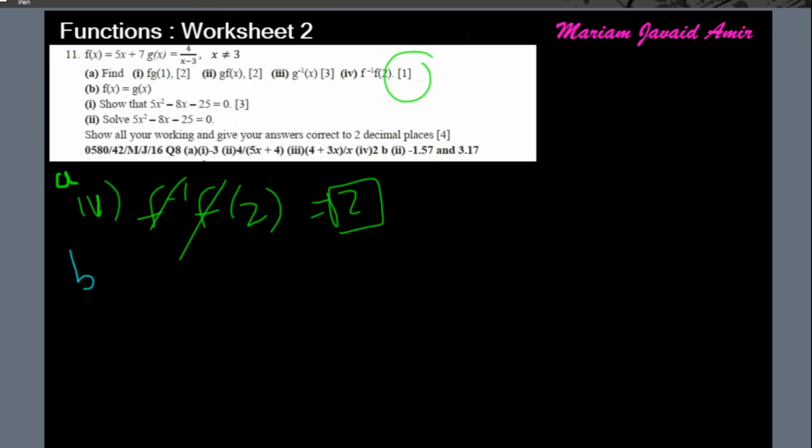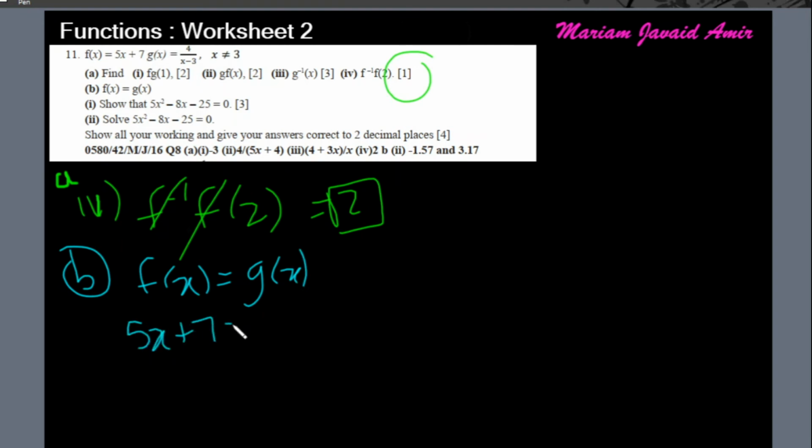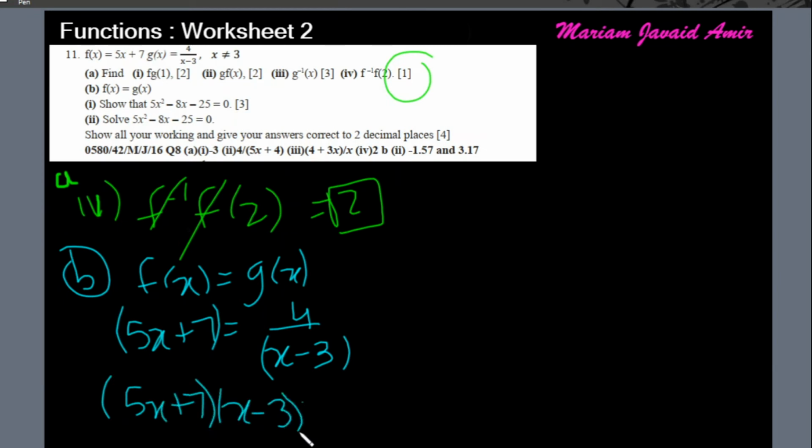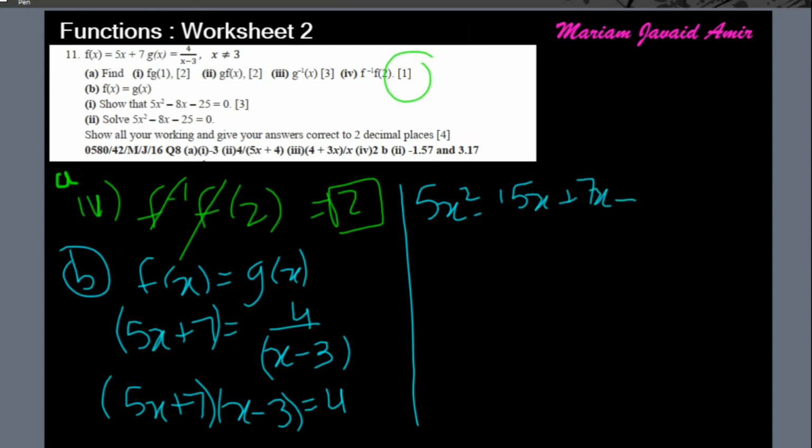Part B, fx equals gx, and we have to derive the given equation. So 5x plus 7 equals 4 over x minus 3. Take x minus 3 to the other side, these two get multiplied, equated to 4. Open the brackets: 5x square minus 15x plus 7x minus 21 equals 4. So 5x square minus 8x minus 25 equals 0.